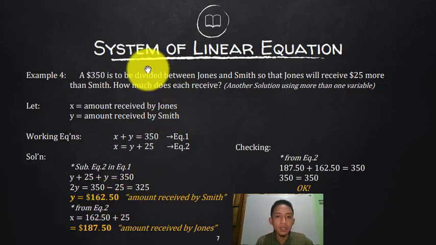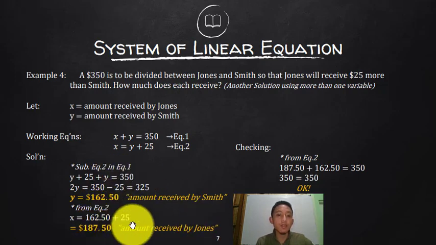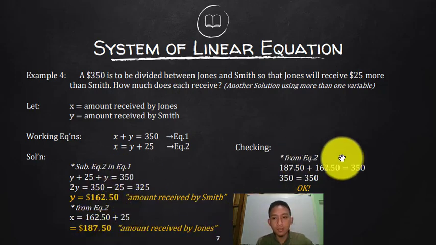What is that? We are talking here of dollars, so $162.50. That is the amount; Y is the amount received by Smith. And then from equation 2, we need to find the amount received by Jones. Substitute 162.5 plus 25, that will be 187.50. That is the amount received by Jones. That is the same as our answer a while ago. Okay, so check that they are the same.